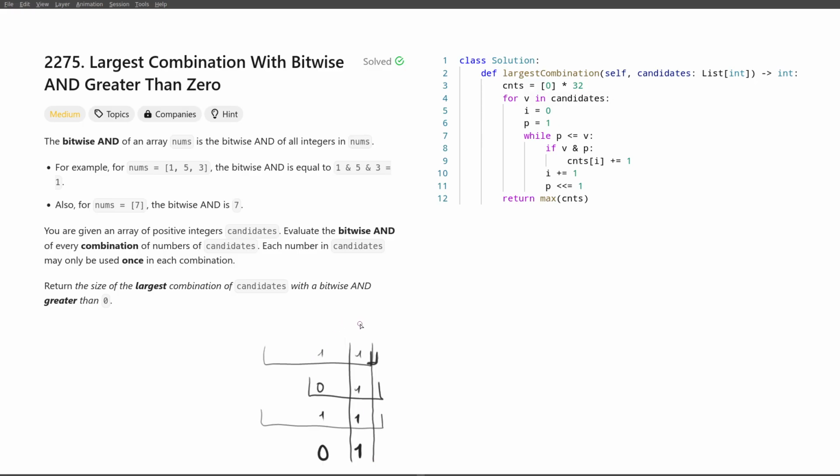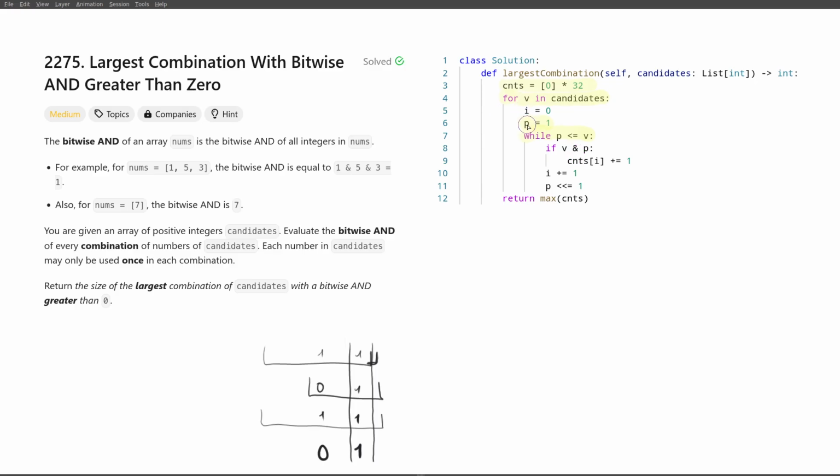And we can, for every position, count the number of values in our candidates array that have that bit position set. Because we can take all of those numbers together, and we are sure that their bitwise AND will be greater than 0, because they will have a 1 at that position. So, in order to do it, we can maintain the counts in an array and go through all the values. For every value, and for every power of 2, we can run a while loop until our power of 2 becomes bigger than the number, because then we can be sure that it never has that bit set. We just check if the number has that bit set.